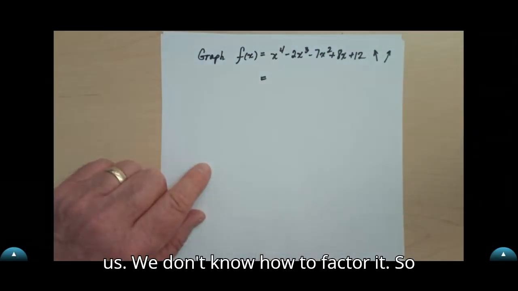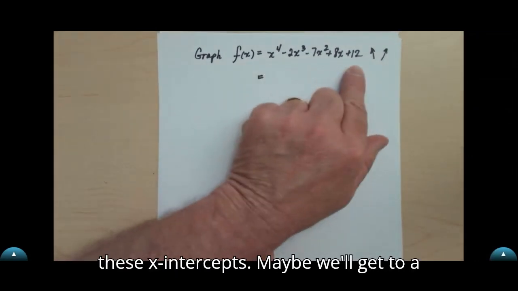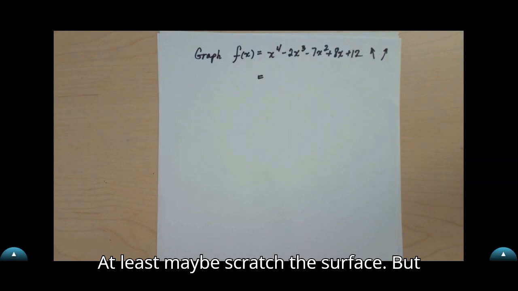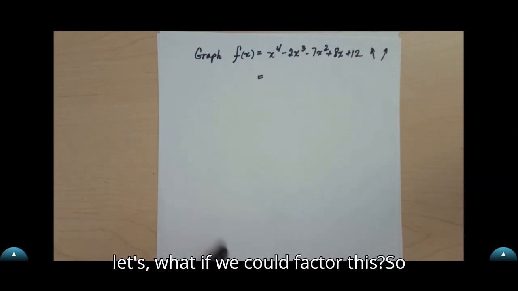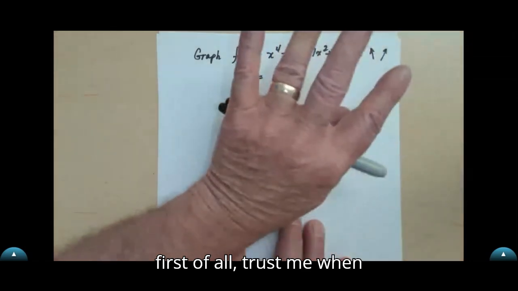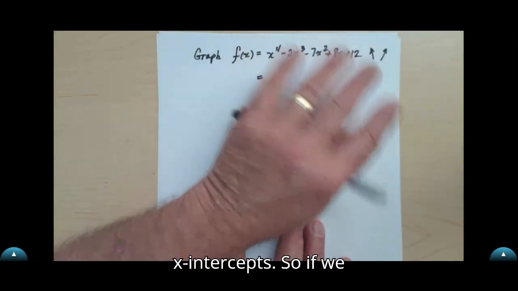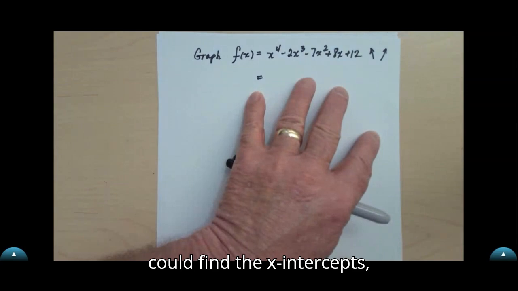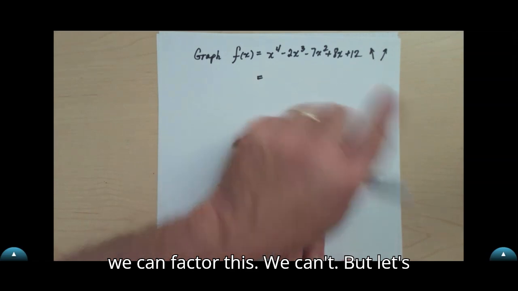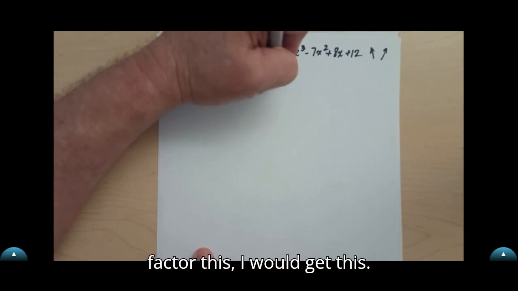We don't know how to factor it. So we're going to learn how to find these x-intercepts. Maybe we'll get to a little bit of that tonight. We'll see. At least maybe scratch the surface. But what if we could factor this? So first of all, trust me when I say we're going to come up with a method we can use to find the x-intercepts. So if we could find the x-intercepts, well, then let's just pretend like we can factor this. We can't, but let's say we could. I think if I were to factor this, I would get this.